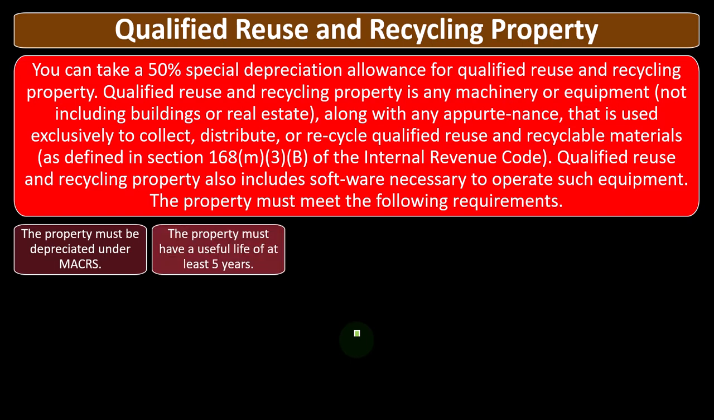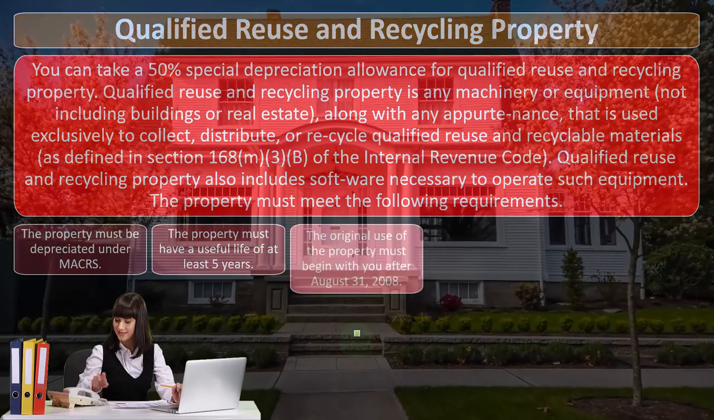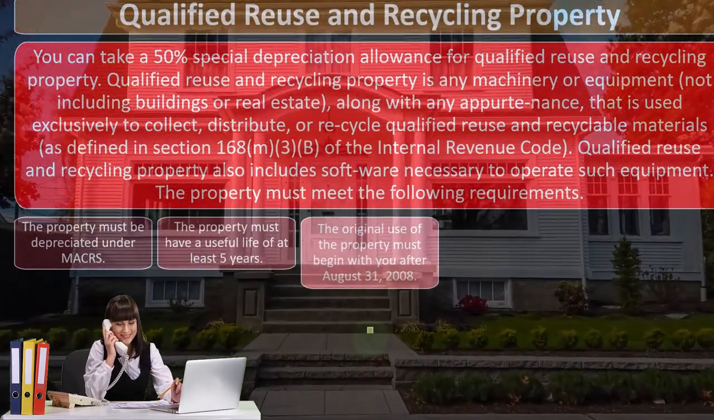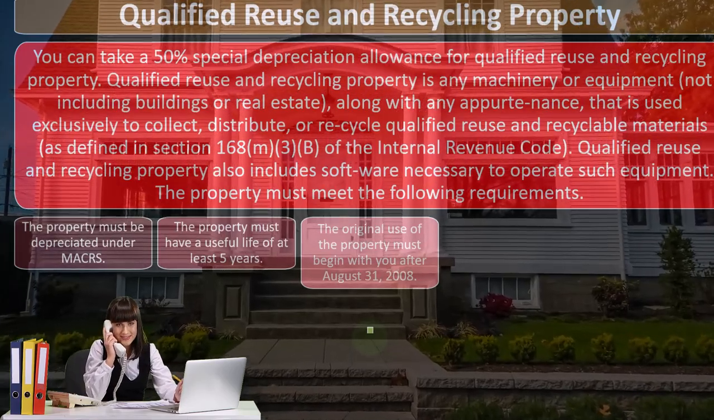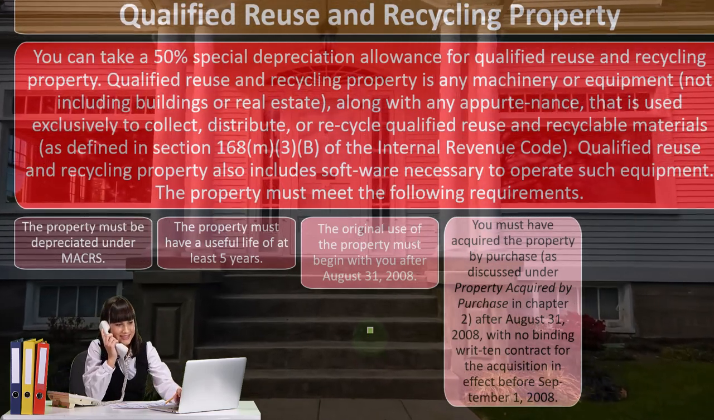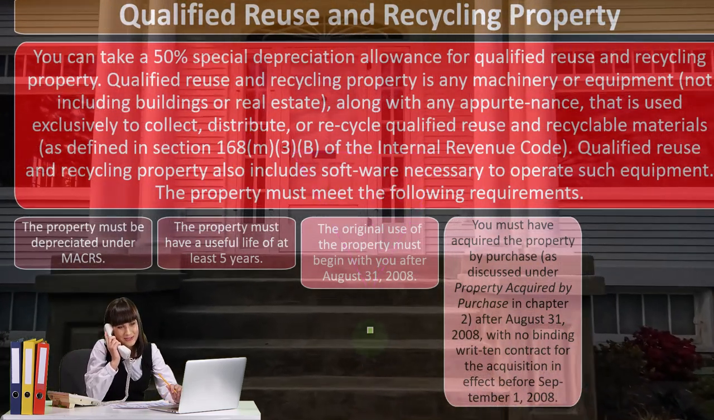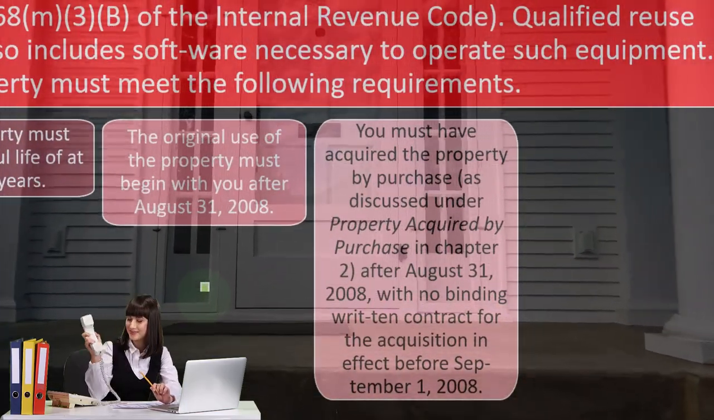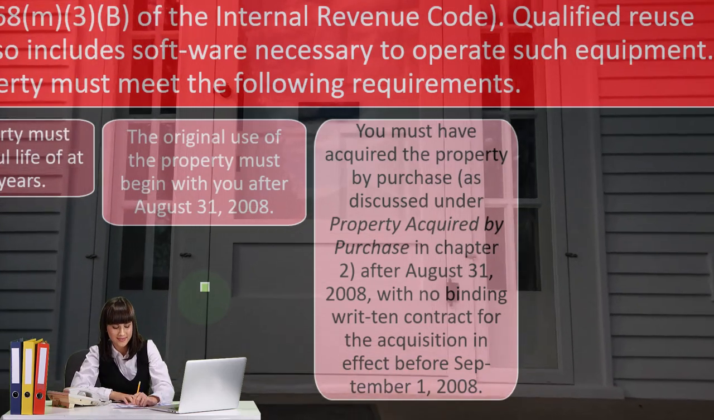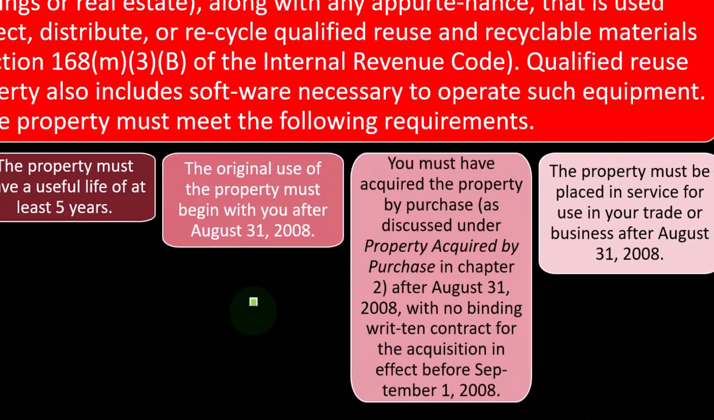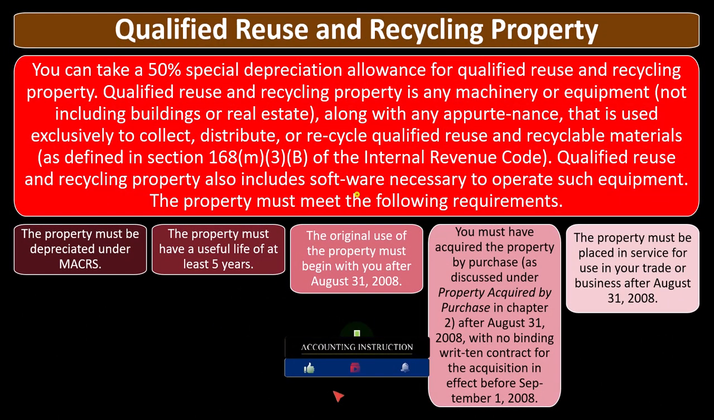That's the general kind of depreciation rules. The property must have a useful life of at least 5 years. So it's not under 5 years in terms of the length of the life. The original use of the property must begin with you after August 31st, 2008. You must have acquired the property by purchase, as discussed under property acquired by purchase in Chapter 2, after August 31st, 2008, with no binding written contract for the acquisition in effect before September 1st, 2008. The property must be placed in service for use in your trade or business after August 31st, 2008.